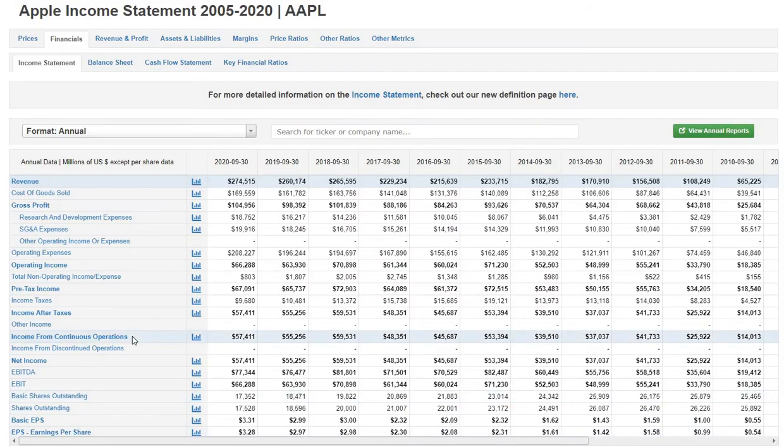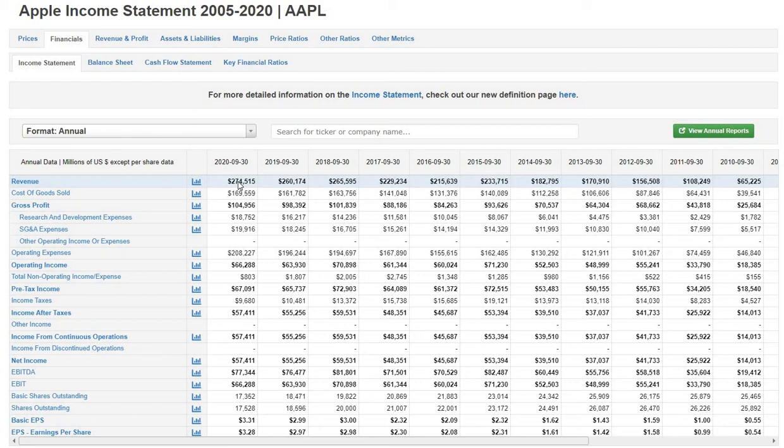So let us first look at the income statement of Apple. The first thing we look at is its revenue. The revenue of Apple is at $274 billion in 2020 and it grew from $65 billion in 2010. The long-term annual growth rate of Apple's revenue has been pretty good at approximately 15%.